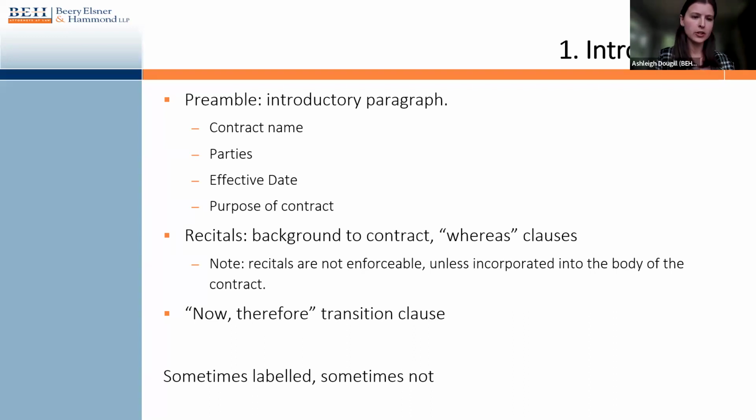It usually includes your contract name, the parties to the contract, effective date, purpose, etc. Following this little preamble paragraph, you have what's referred to as recitals. This provides background to your contract. People also refer to it as your whereas clauses.